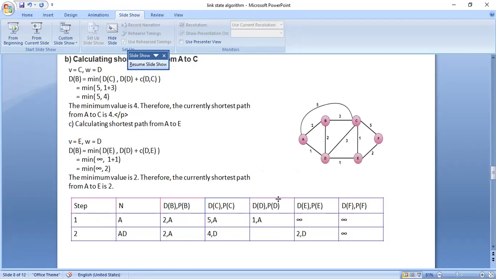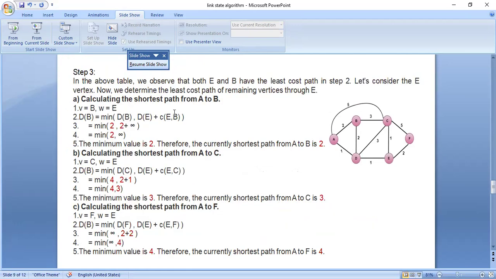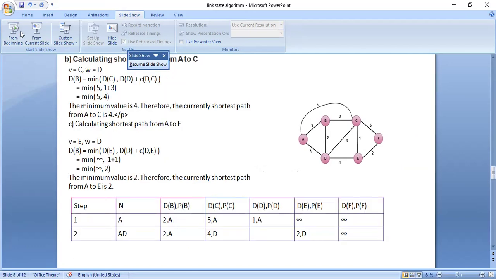In a similar way, in step 2 we have to find the minimum cost. So what is our minimum cost? That is the D node. So D we can add to the root node. Before going to step 3, we have to find the minimum weightage W in step 2. We have to find the W value, and then after finding W, we have to calculate C, E, F.